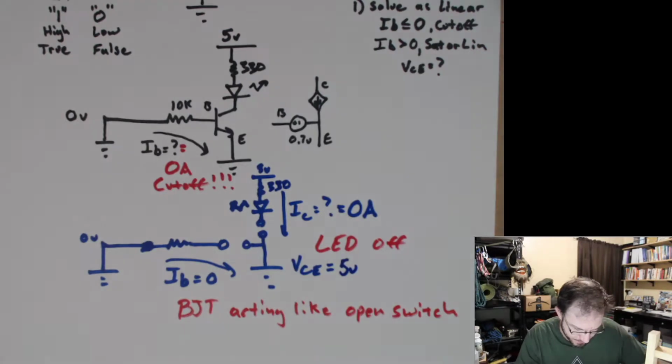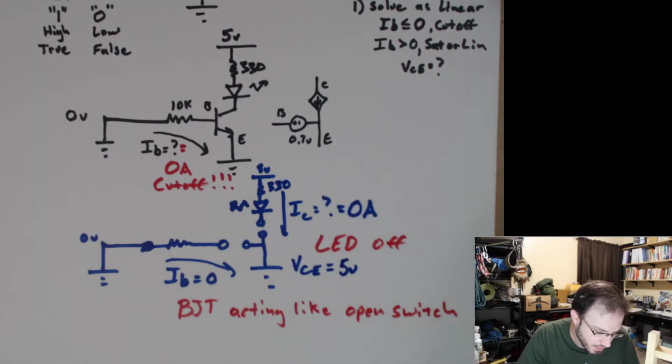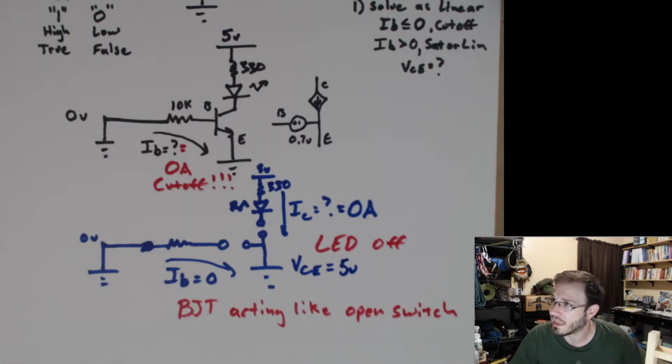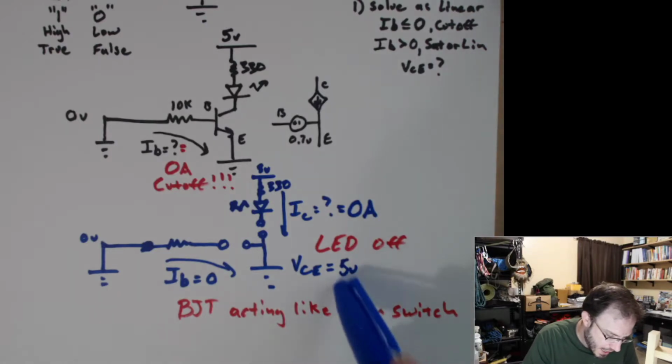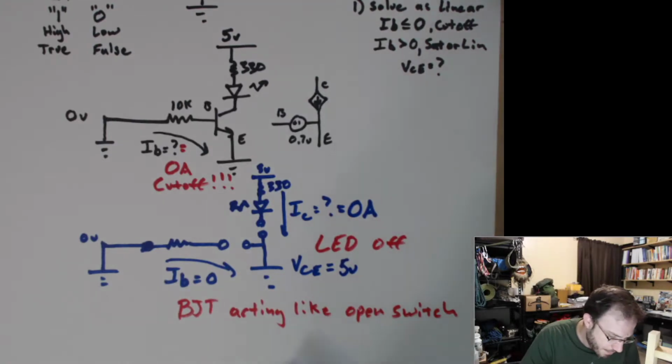Yeah, exactly. Okay, so we have all the parameters that we're interested in finding. We called this our operating point last time: 0 base current, 0 collector current, and a VCE equal to 5 volts. For all practical purposes, this is an open switch. And the LED resulted in being off.